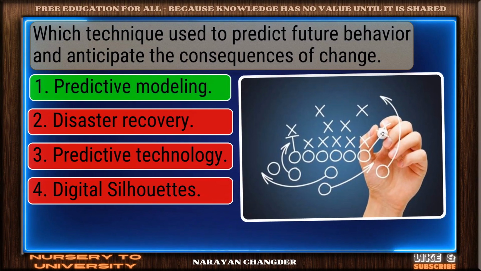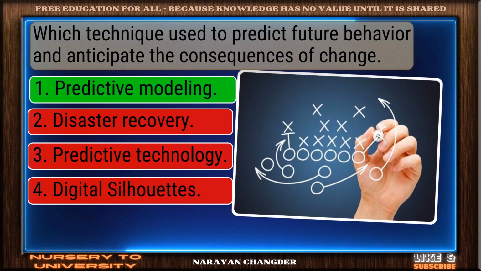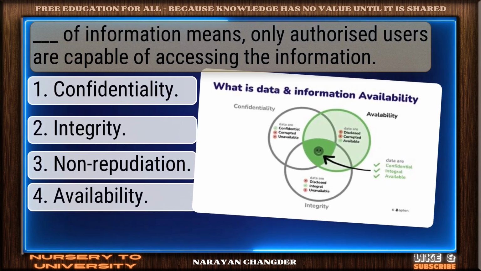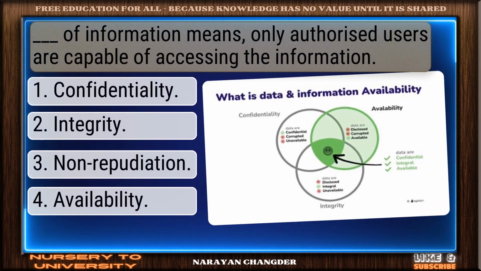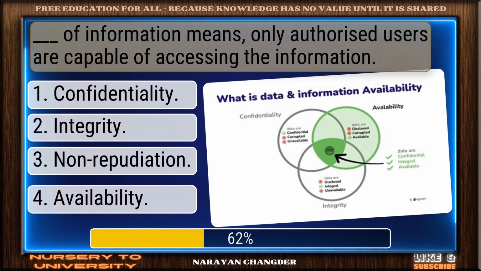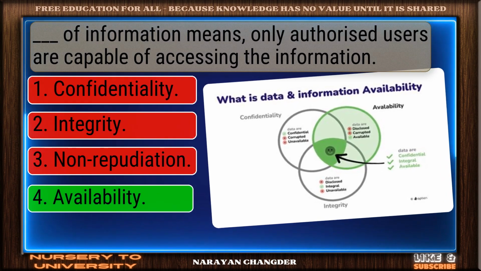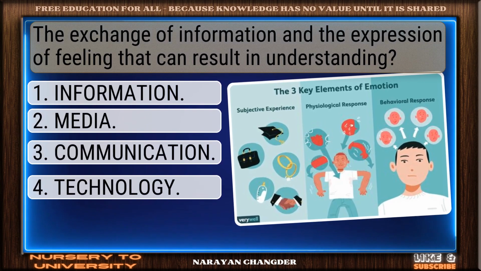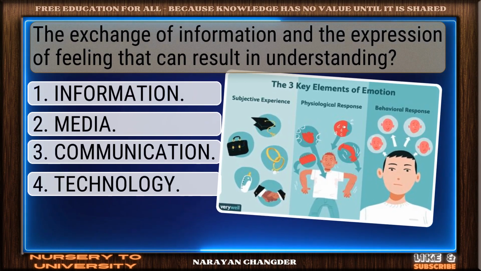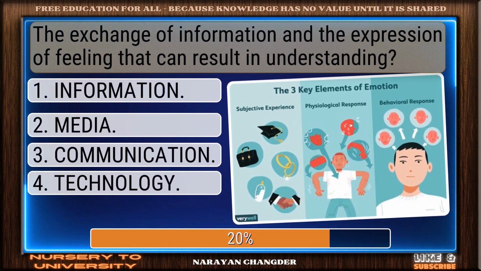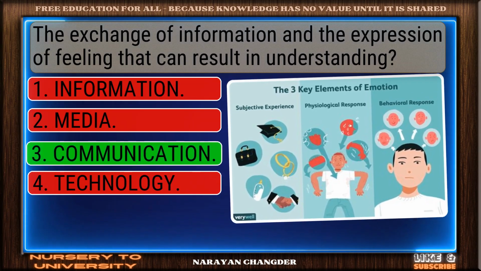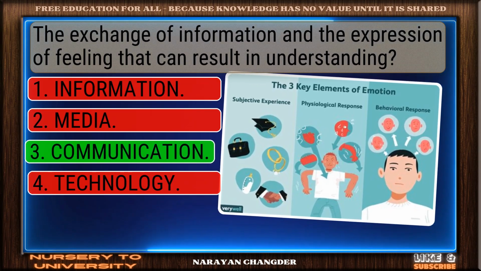You're right. Predictive modeling is correct. Dash of information means only authorized users are capable of accessing the information. Nicely done. Availability is solid. The exchange of information and the expression of feeling that can result in understanding. Nice work. Communication fits perfectly.